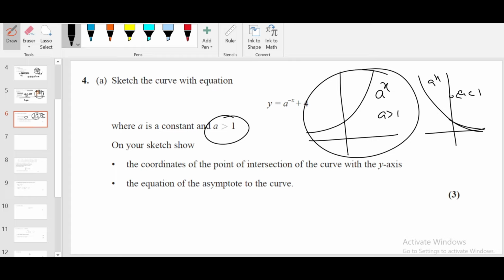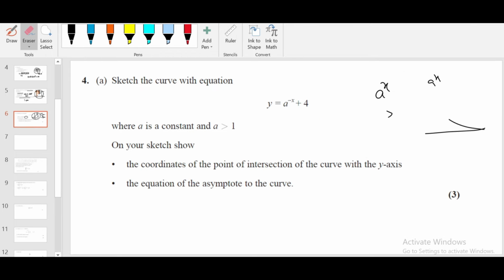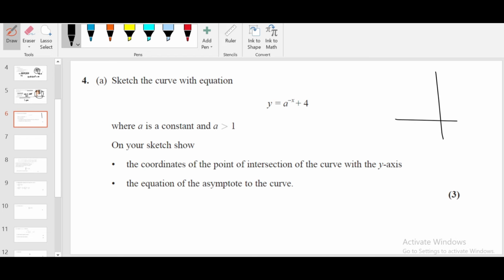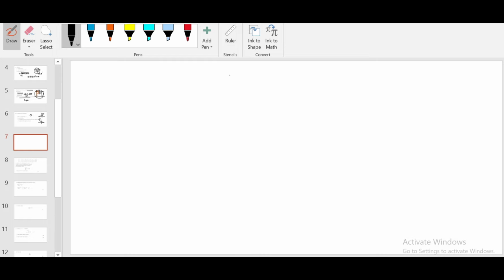What we need to do first is take a to the power x. This is a to the power x with the y-intercept 1. If you replace x by minus x, it's a reflection over the y-axis. This is a to the power minus x, and this is a to the power x. Now when you add 4, the graph will be moved upwards 4 units. I'm going to sketch the graph here.